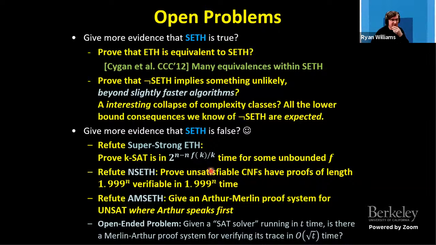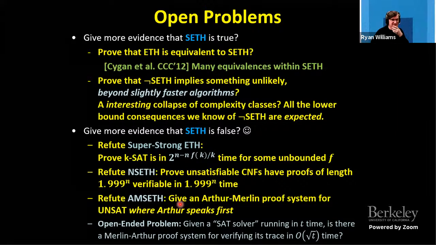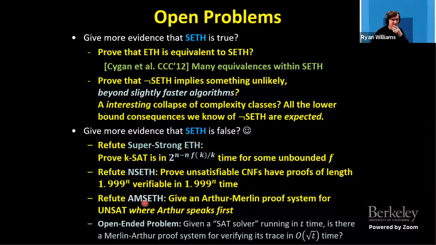And then this N-SETH is something I talked about before, non-deterministic strong ETH. And then there's another version that I actually don't know is false: give an Arthur-Merlin proof system for UNSAT where Arthur speaks first. I talked about Merlin-Arthur. In other words, the randomized algorithm tosses their coins, then based on those coins, Merlin sends a proof, and then they try to determine unsatisfiability. Just a warning: if you show that AM-SETH is false, then you probably also show that there are non-deterministic circuits that can prove unsatisfiability faster. It still seems plausible to me. Why not? I believe SETH is false, so why not?